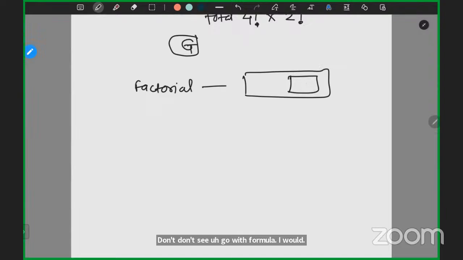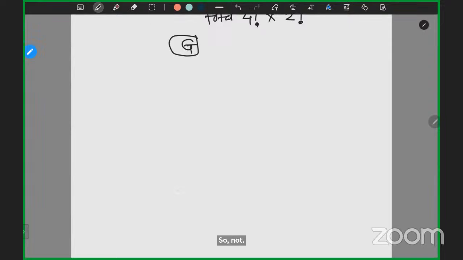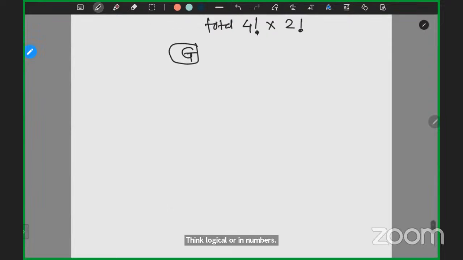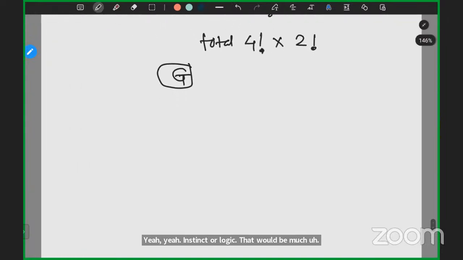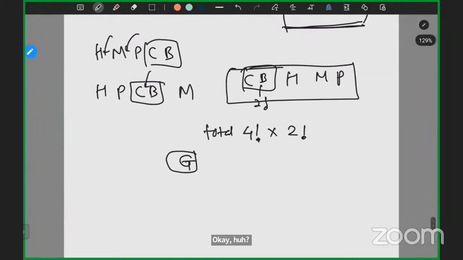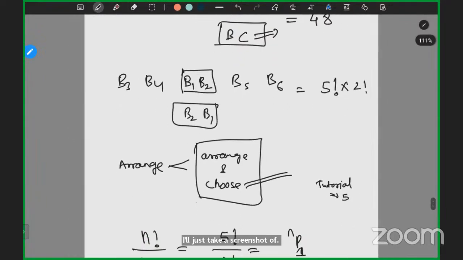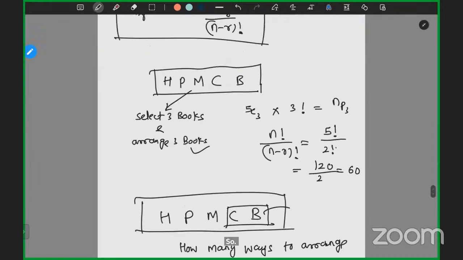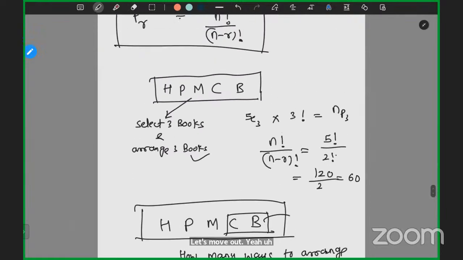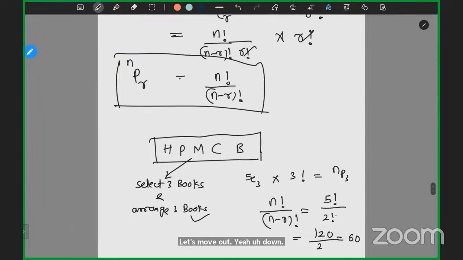Think logically, use instinct or logic. That would be much better. Just show me the book example. The format is just getting confusing. Just show this. Put the slide up. I'll just take a screenshot of it. Just zoom out. Or maybe I can upload this, if you want. That would be better.